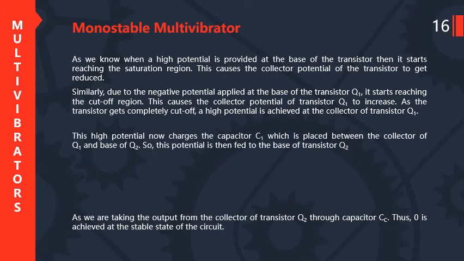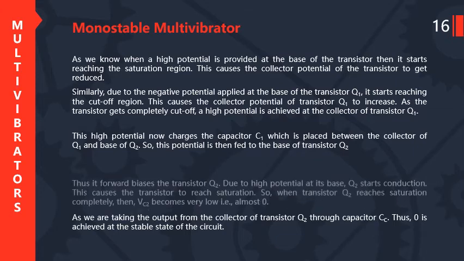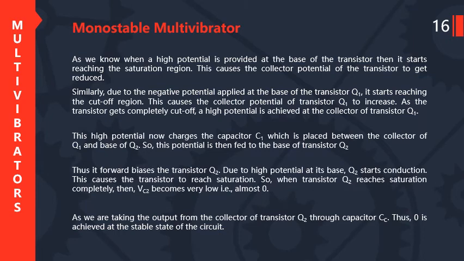This high potential now charges the capacitor C1, which is placed between the collector of Q1 and the base of Q2. So the potential is then fed to the base of the transistor Q2. Thus, it forward biases the transistor Q2 due to high potential at its base. Q2 starts conduction. This causes the transistor to reach saturation.